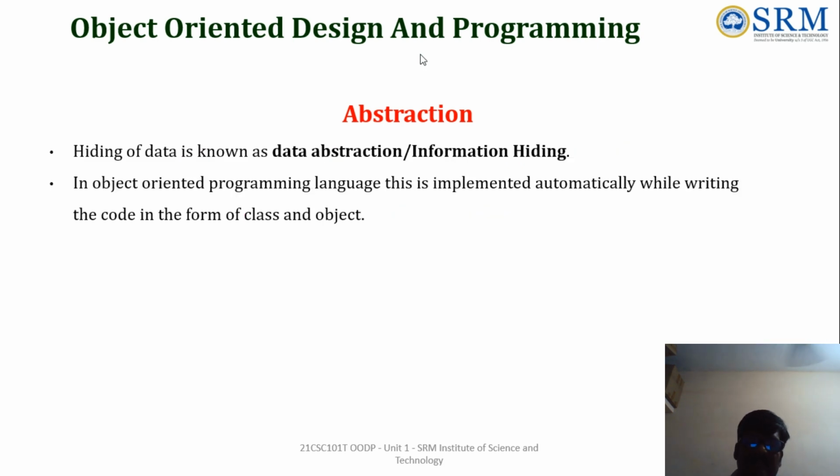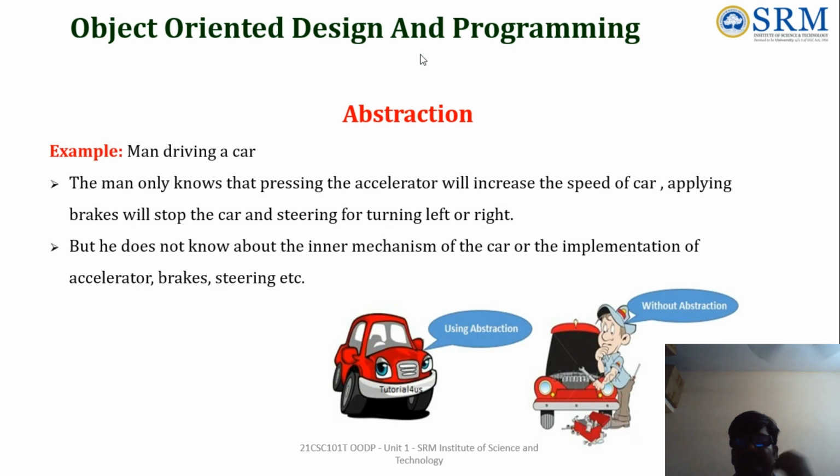So in class declaration, we declare data as private, right? So that is hiding the data, or in data abstraction that can be called information hiding. In object-oriented programming, this is implemented automatically while writing the code in the form of class and object. So we are writing the code, functions and variables, right? So that is what is called abstraction, hiding the implementation details because it is not known to the user. That is what abstraction is. Let's see a real-world example of abstraction.